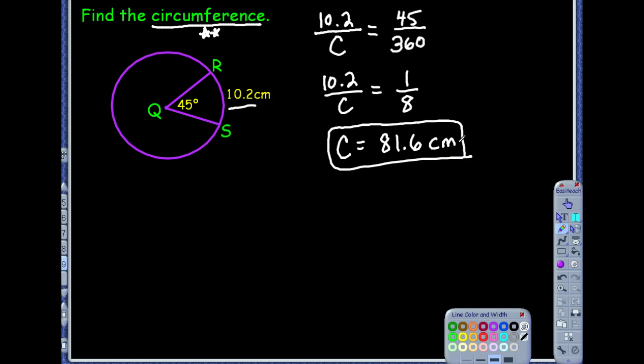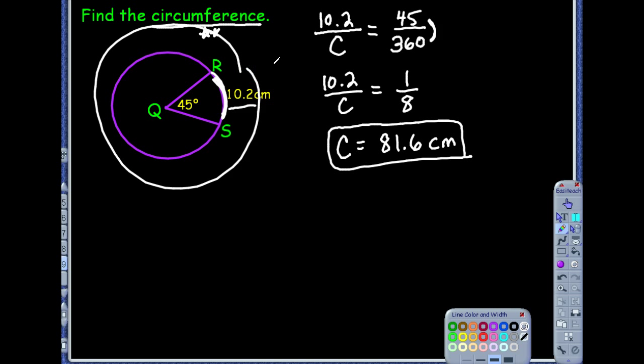Now, something to keep in mind logically: the length of an arc has to be less than the whole circumference. Keep that in mind. The measure of the arc has to be less than 360. All logical things to think about, okay? Another thing before we end this: when you find this simplified ratio of 1/8, this is saying it's 1/8 of the whole circumference. So you could even check, does 1/8 of this actually get you to 10.2? And it does.